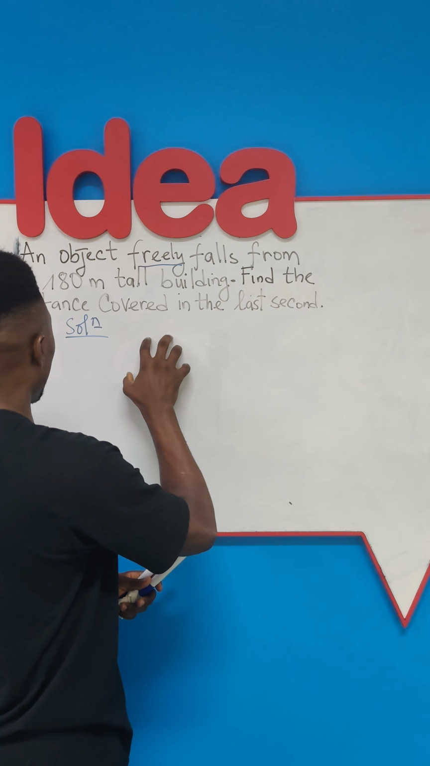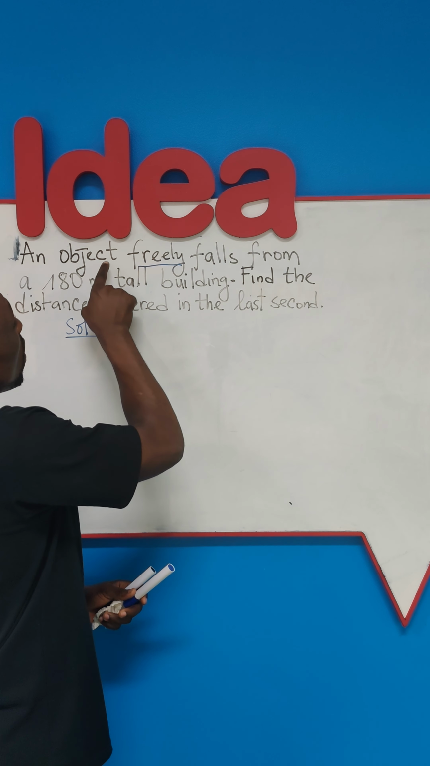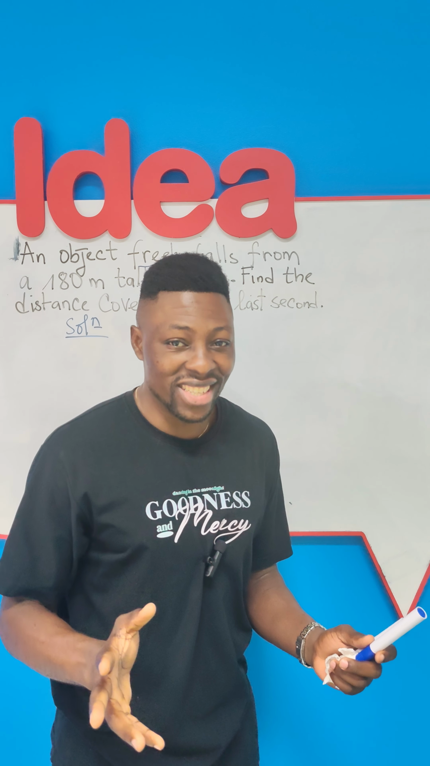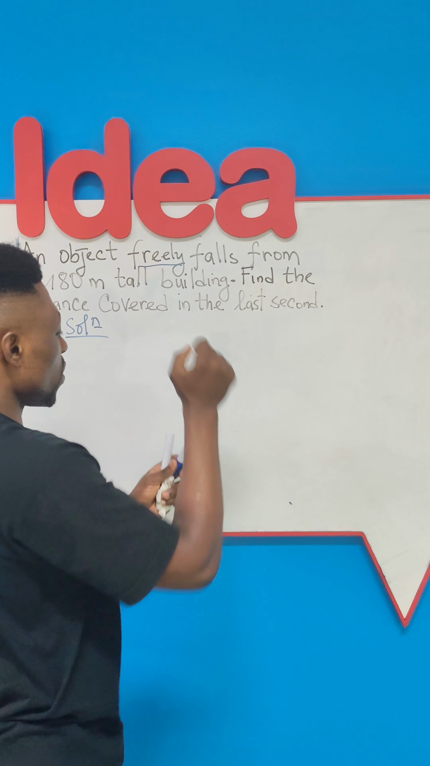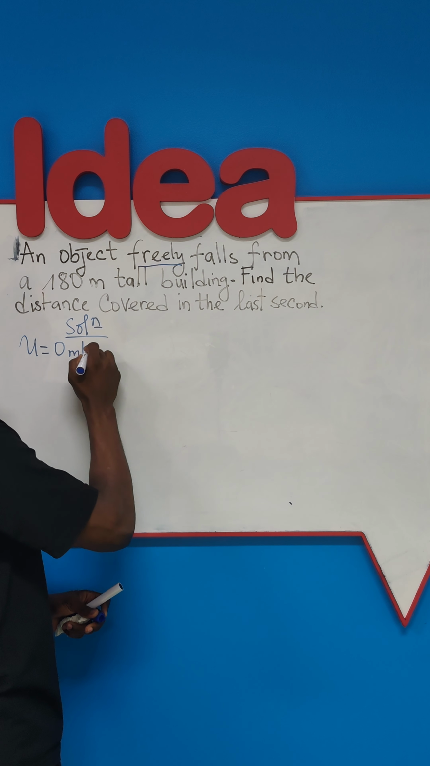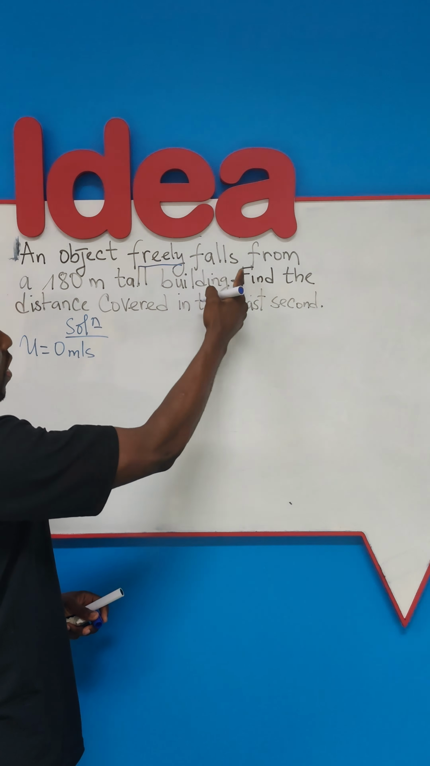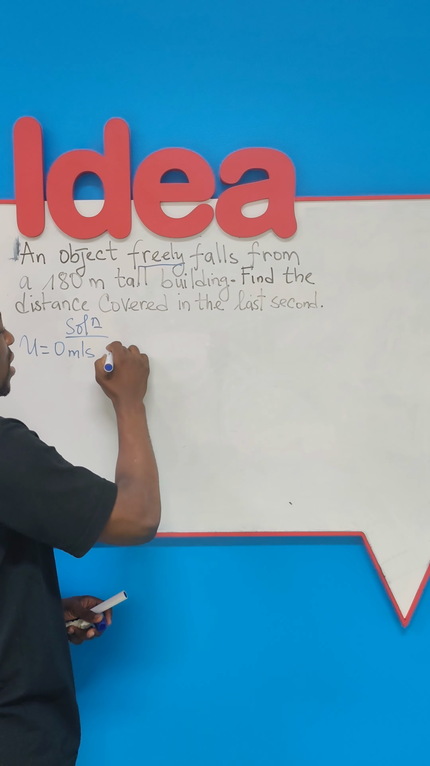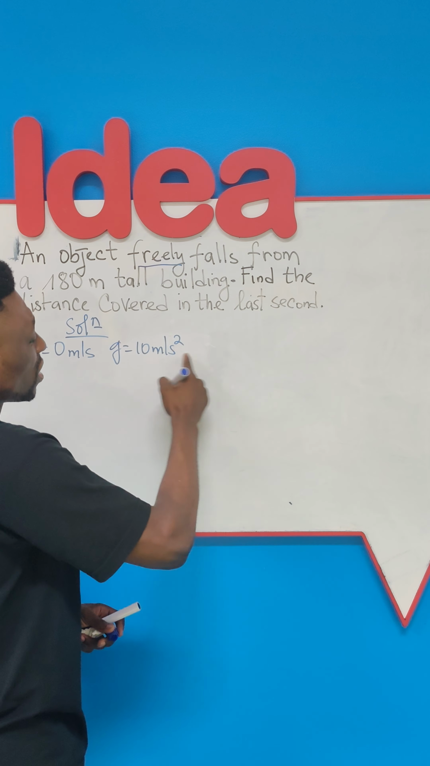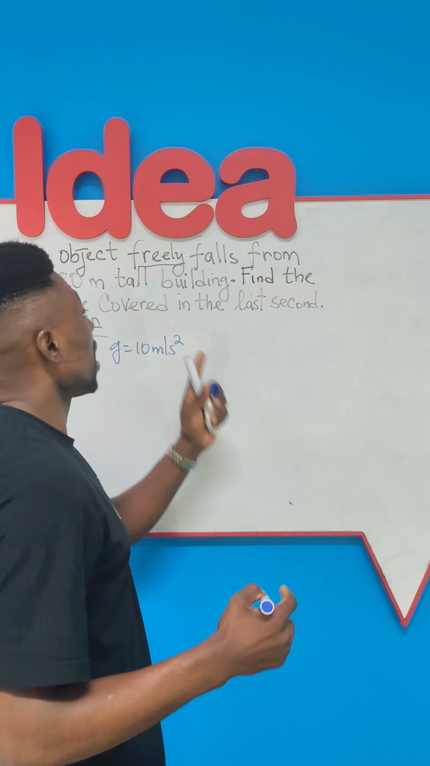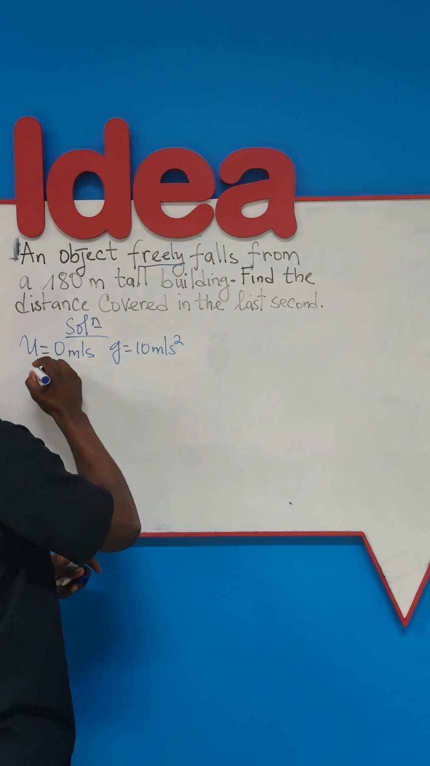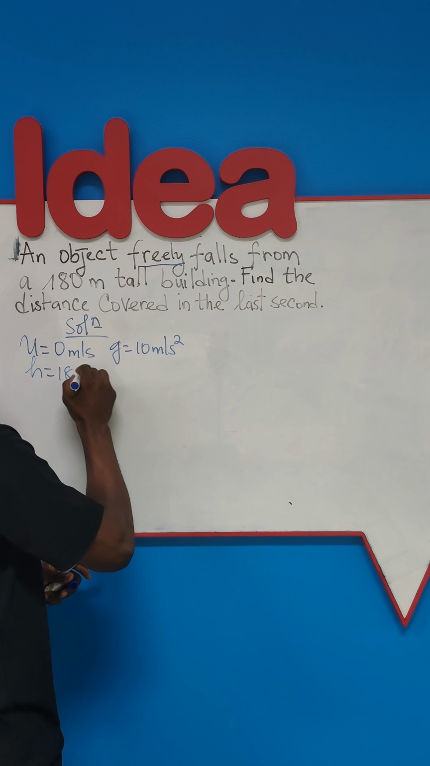In this case in particular, we have that an object freely falls. This "freely" here means that there was no initial velocity, all right? So just from this word, we've already gathered one piece of information: the initial velocity is 0 meters per second. And it freely falls. Free fall means that it's under the influence of the acceleration due to gravity, which is, for simplicity's sake, 10 meters per second squared. That's another implication of free fall, okay? And now we have the height, which is 180 meters.